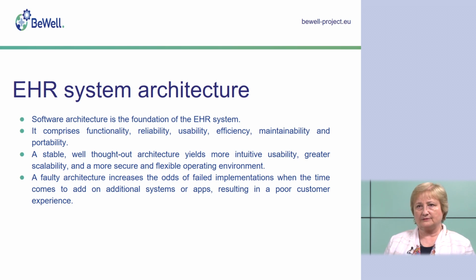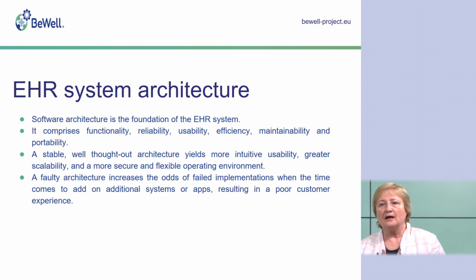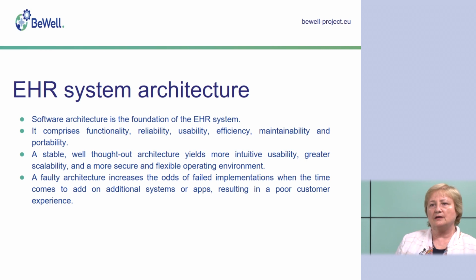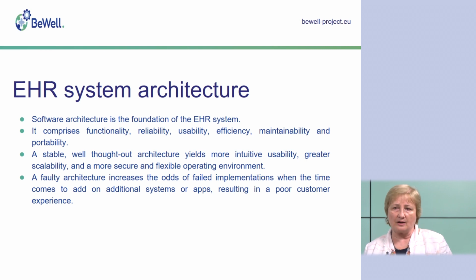Electronic health record system software architecture is the foundation of this system. It comprises functionality, reliability, usability, efficiency, maintainability, and portability. A stable, well-thought-out architecture yields more intuitive usability, greater scalability, and a more secure and flexible operating environment. A faulty architecture increases the odds of failed implementations when the time comes to add an additional system or apps, resulting in a poor customer experience.